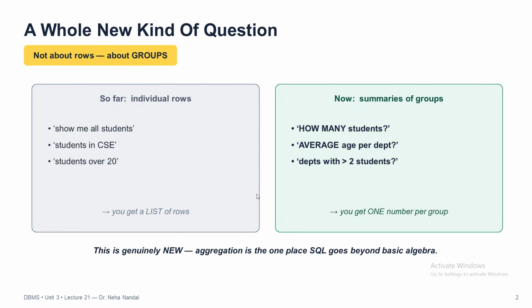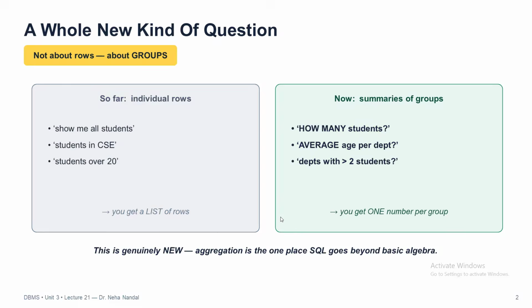Now we are not going to discuss just a particular row, we are going to discuss groups. Instead of showing all students, how many students? Students in CSE? Average age per department? So you get one number per group, not row by row. That is the thing. Okay, so let's see.